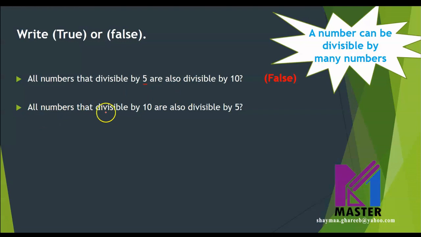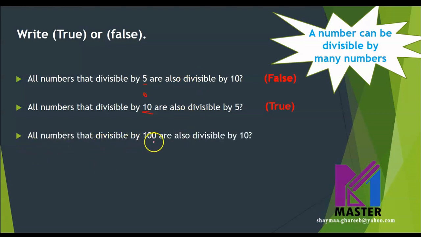All numbers that are divisible by 10 are also divisible by 5. Do you remember the rule of 10? If the number ends with 0, so all multiples of 10 end with 0, then all multiples of 10 are multiples of 5 as well. So if the number is divisible by 10, it means it's also divisible by 5. Then this statement will be true. So can you see the difference between the two sentences?